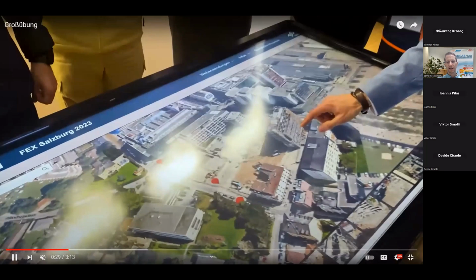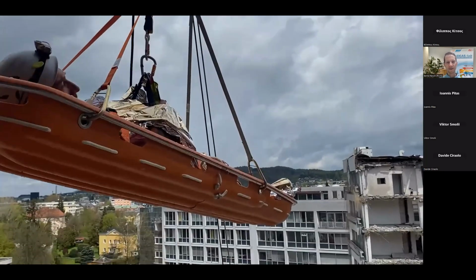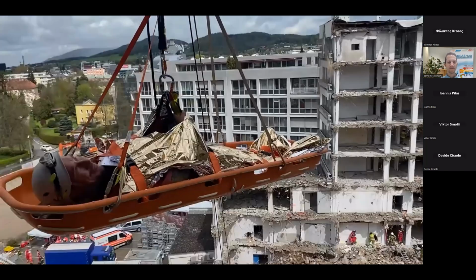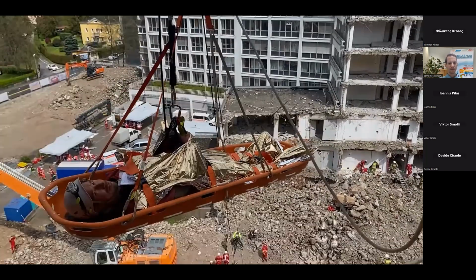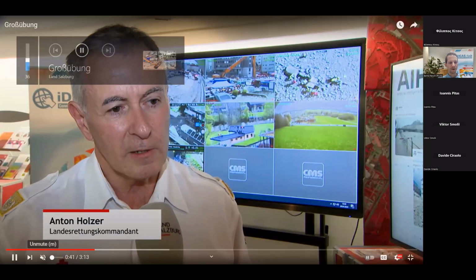And this was the situational awareness room, so to say. People flooded on houses and fled to their roofs, so to say. Then injured people having to be rescued from roofs and, let's say, rooms as well.